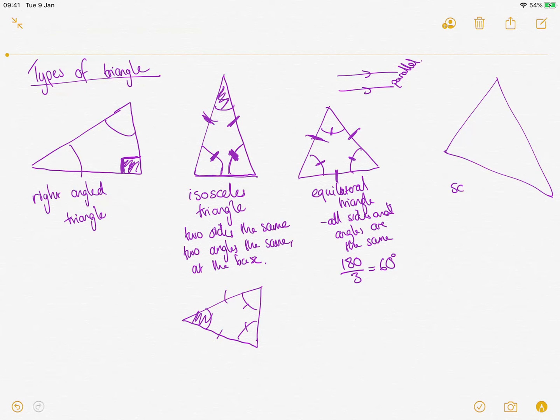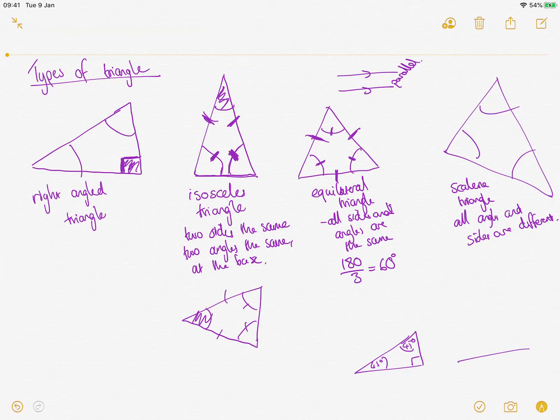And then this is an example of a scalene triangle where all the angles and all the sides are different lengths and different sizes. So all angles and sides are different. And you could get a right angled triangle that is also an isosceles triangle, because this could be 45 degrees and this could be 45 degrees. In that case these sides would be the same.